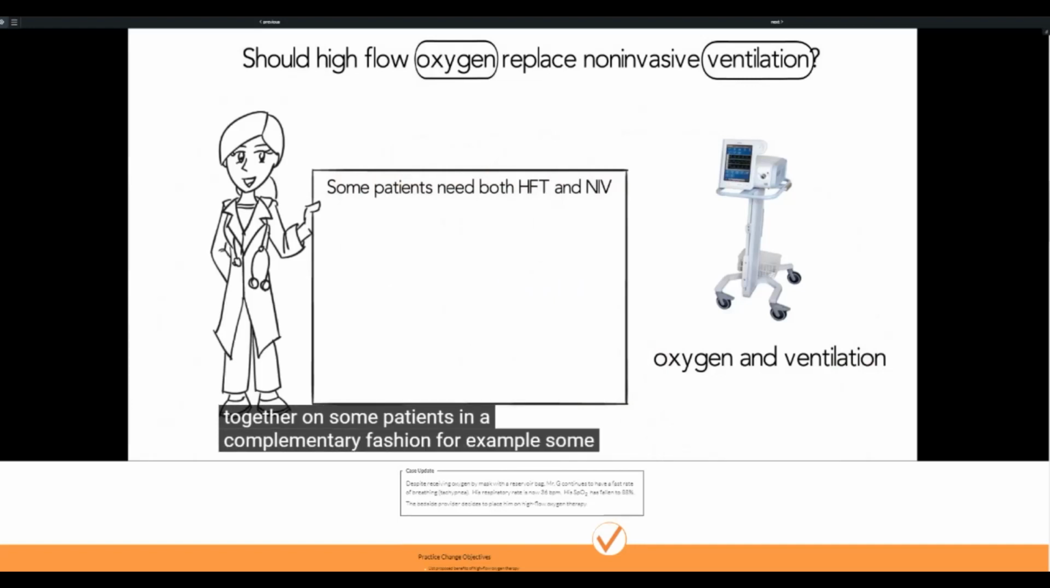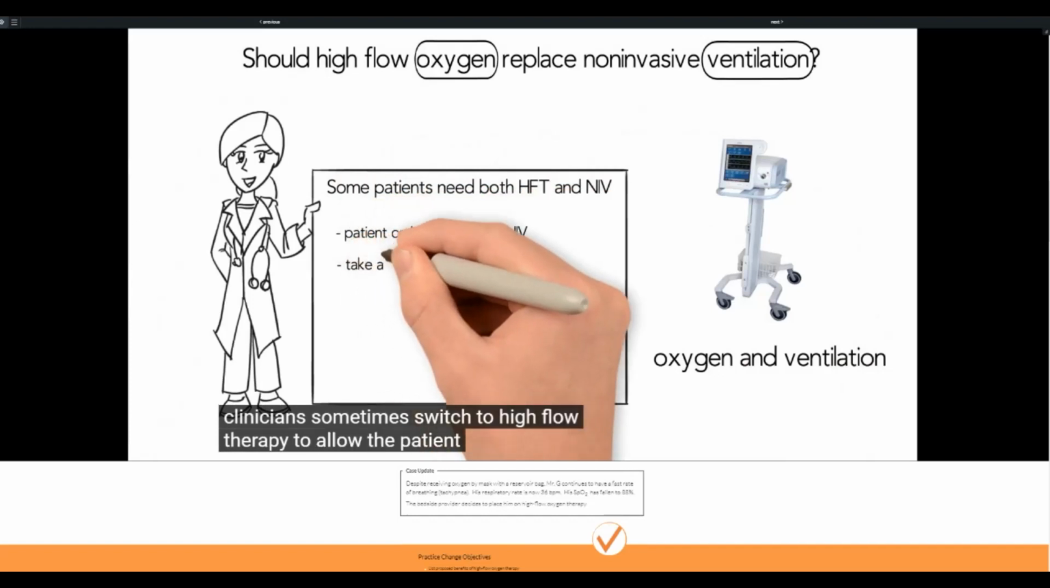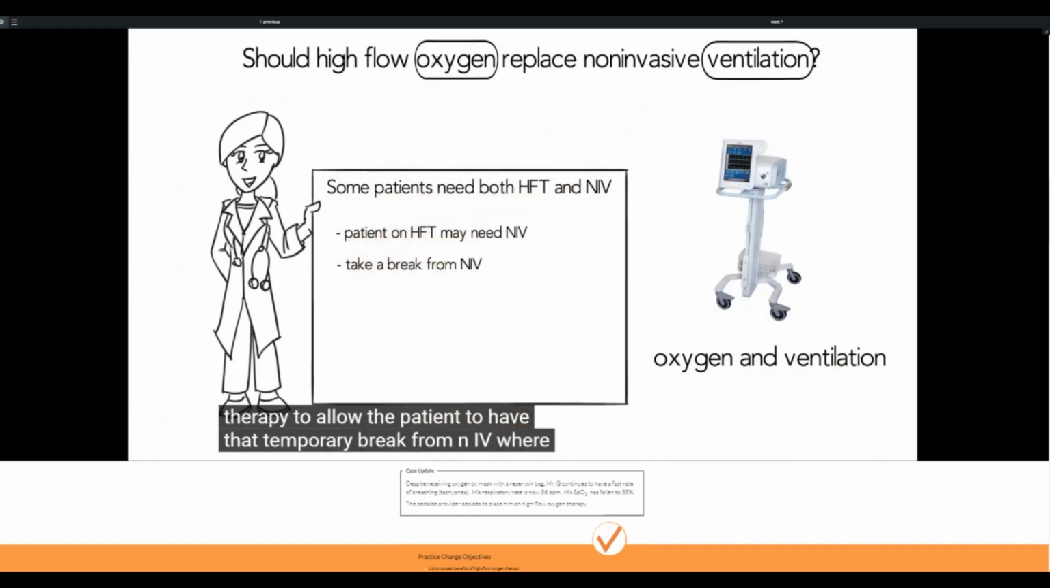For example, some patients may be on high flow therapy, but require more support. Clinicians sometimes escalate to NIV to prevent, if possible, intubation and invasive mechanical ventilation. And if a patient is on NIV and can tolerate short breaks, clinicians sometimes switch to high flow therapy to allow the patient to have that temporary break from NIV where they can eat, talk with their relatives, take an oral medication. You get the idea.